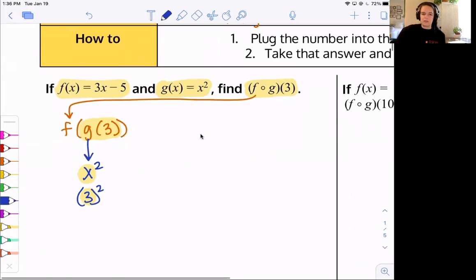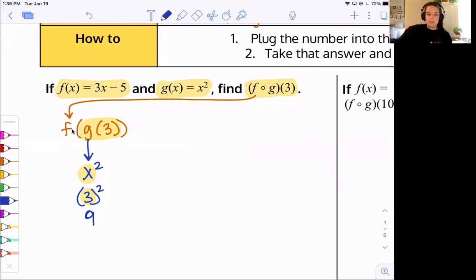What is 3 squared? You can chat me. You can come off mute. What's 3 squared? 9 for sure. 3 times 3 is 9. Thanks, Anthony. Thanks, Gabby. Right, so it's 9. So g of 3 is 9. So I've taken this whole thing and I've turned it into 9. So we dealt with the g of 3.